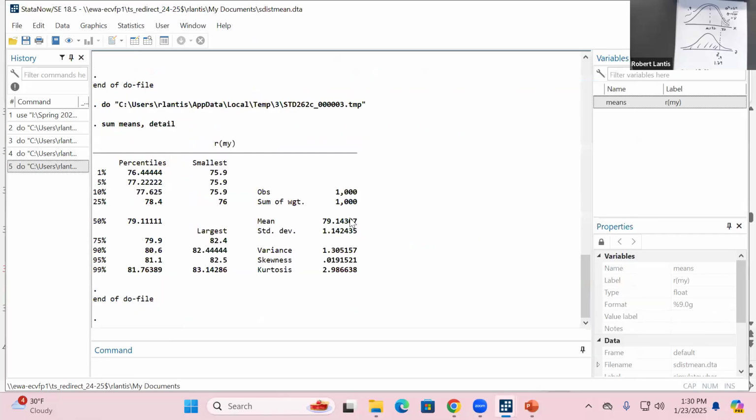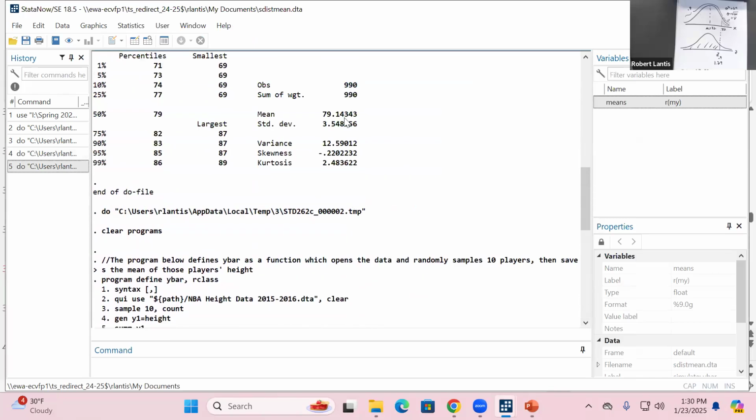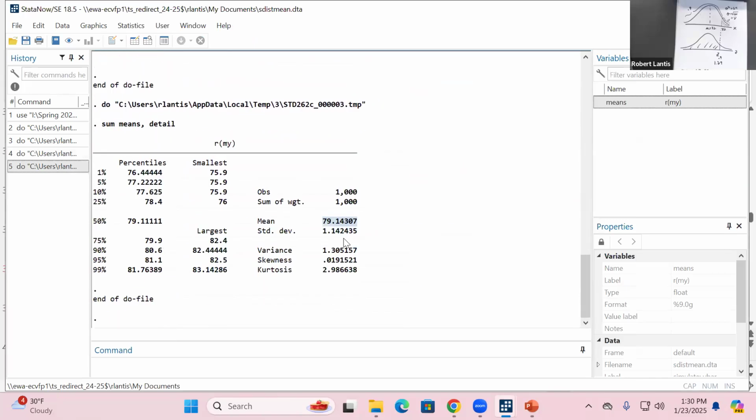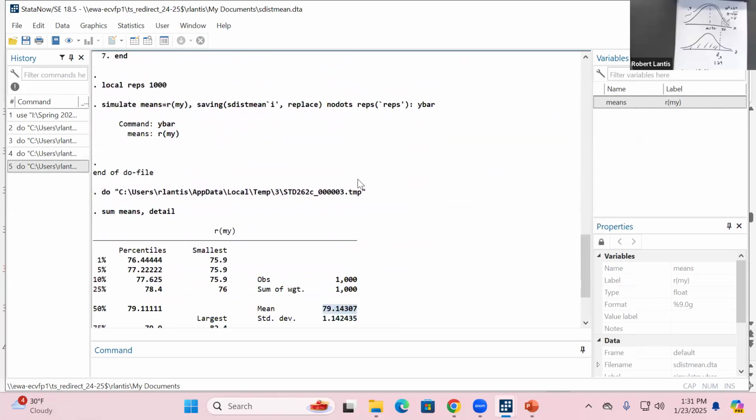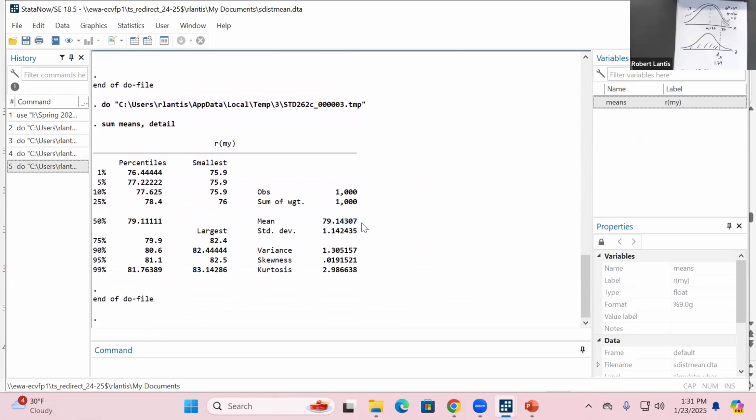Sure enough, the mean, not exact, right? But very close, right? 79.143. Actually, out to the fourth decimal is where I have to go for it to be just a little different. And that's because the theory is actually not for 1,000 sample means. The theory would be for if I could take an infinite number.